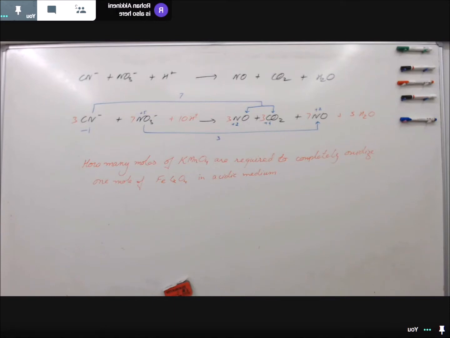So, sir, in acidic medium, MnO4 minus becomes Mn2 plus. KMnO4 is going to give you Mn2 plus. K plus is not going to change. You can just forget K plus. It's MnO4 minus giving you Mn2 plus.